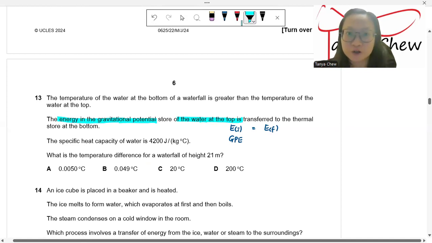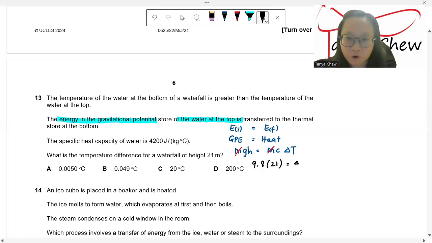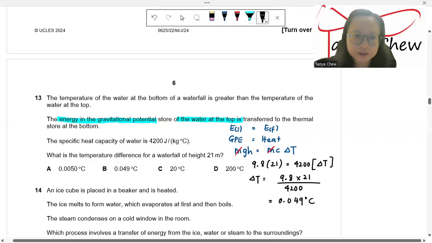They have already given you the clue. So the gravitational potential energy is being transferred to the thermal energy. Gravitational potential energy is mgh. Heat or thermal energy is mc delta T. Remember that? Now, I will have to cancel m and m. Just ignore that because I don't use it. g is 9.8. h is 21 because it is given. This is a height. c is the specific heat capacity of the water, which is 4,200. Temperature difference is delta T. So I make delta T the subject. Delta T is equal to 9.8 times 21 divided by 4,200. So it is 0.049 degrees Celsius. B is the answer.